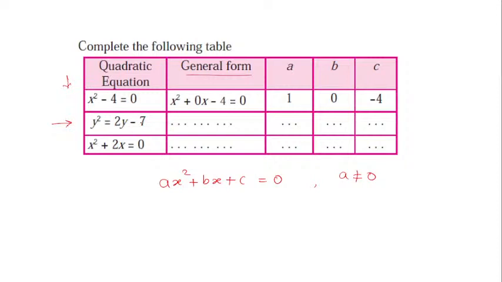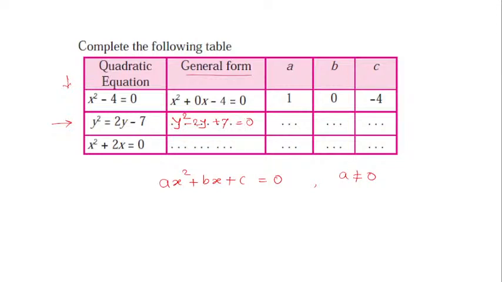Now to write this in the general form, we should have 0 on the right hand side. So we should transfer 2y minus 7 to the left hand side. So y square as it is, plus 2y coming to the left hand side, it would be minus 2y, and minus 7 coming to the left hand side, it will be plus 7, that is equal to 0. Now this is in the standard form.